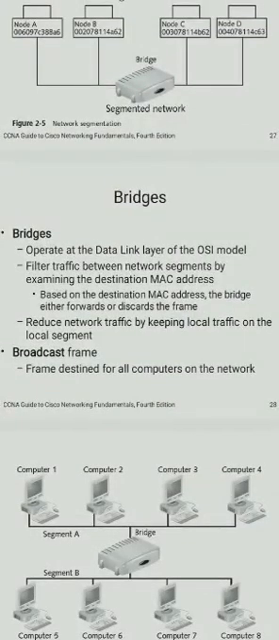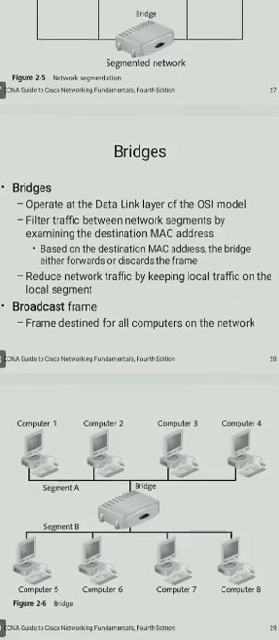Bridges operate at the data link layer of the OSI model. They filter traffic between network segments by examining the destination MAC address. Based on the destination MAC address, the bridge either forwards or discards the frame. Bridges reduce network traffic by keeping local traffic on the local segment. A broadcast frame is a frame destined for all computers on the network.